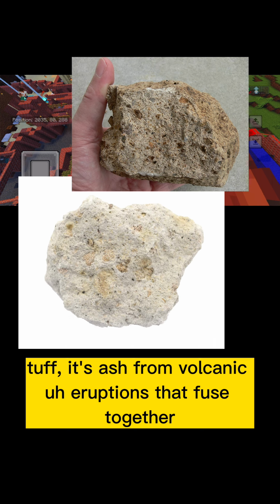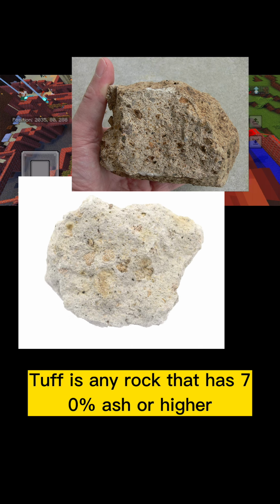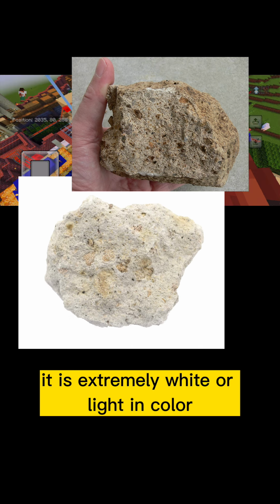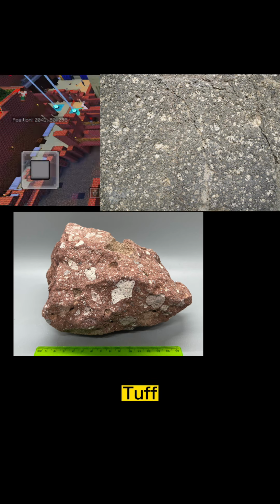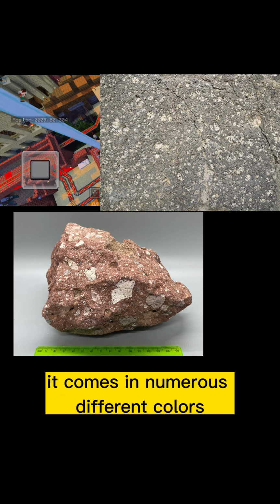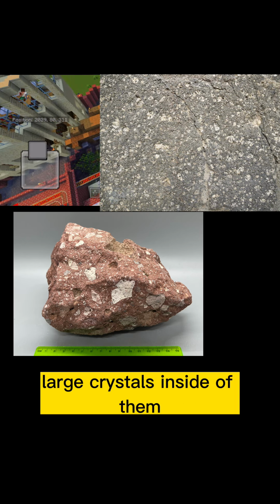Next, you have tuff. Tuff is ash from volcanic eruptions that fuse together. Tuff is any rock that is 75% ash or higher. It is extremely white or light in color with some dots that are black. If it doesn't look like that, then it is a rock with white powder-like substance all over it. And lastly, you have tuff breccia. Tuff breccia is any rock with 75% or less content in ash. It comes in numerous different colors, but there are usually these nice large crystals inside of them.